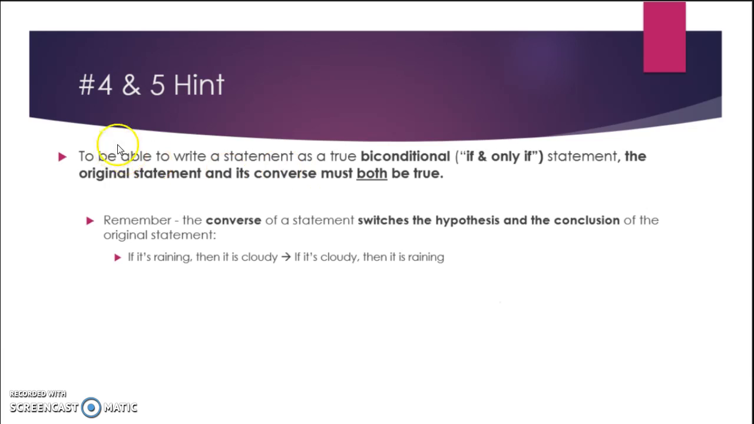For numbers 4 and 5, we want to talk about a biconditional statement. That's your if and only if statement. So the original statement and its converse must both be true. So remember, the converse of a statement switches the hypothesis and the conclusion. So if it's raining, then it's cloudy. The converse is if it's cloudy, then it is raining. Just remember, if you want to write a statement as a true biconditional, if and only if statement, the original statement and the converse both have to be true. And that will help you with numbers 4 and 5.